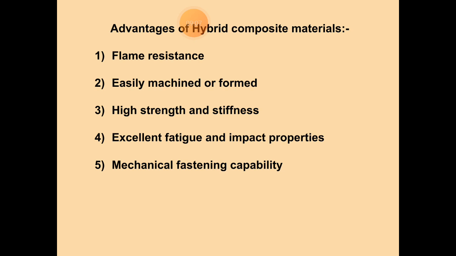Advantages of these hybrid composite materials. There are various advantages. First is flame resistance. Second is easily machined or formed. Then high strength and stiffness, excellent fatigue and impact properties, and mechanical fastening capacity. Also, the cost of a hybrid composite laminate can be reduced by lowering the carbon fiber content. The performance can be improved by optimal fiber arrangement and orientation.